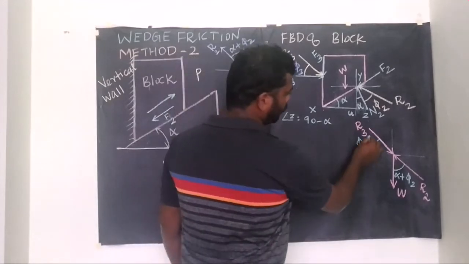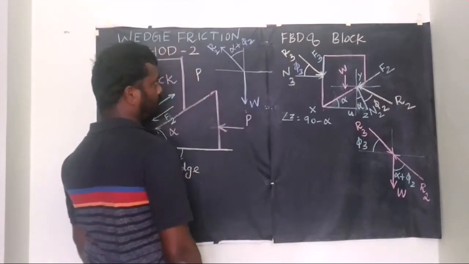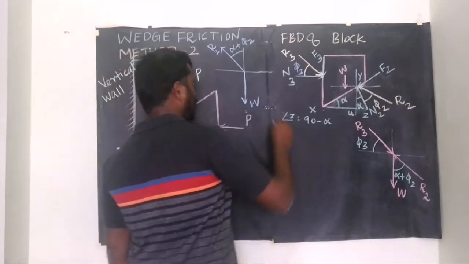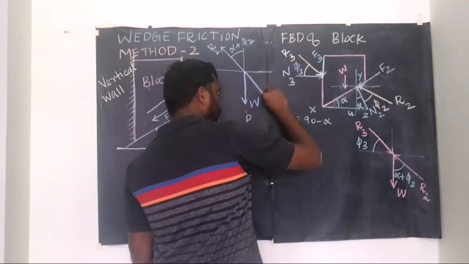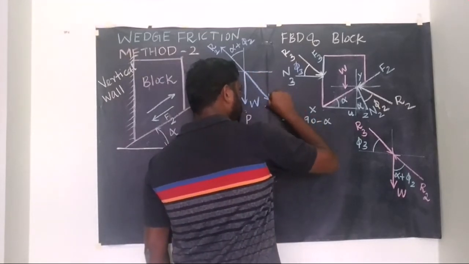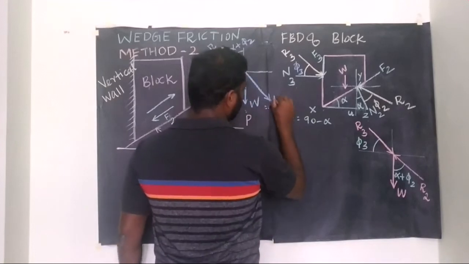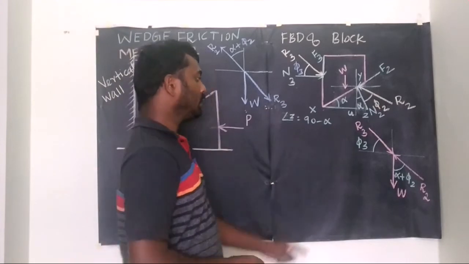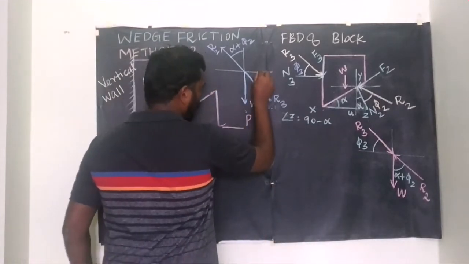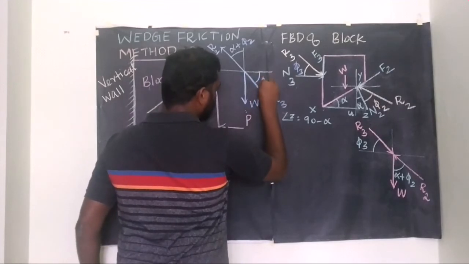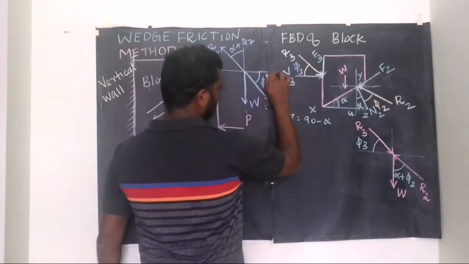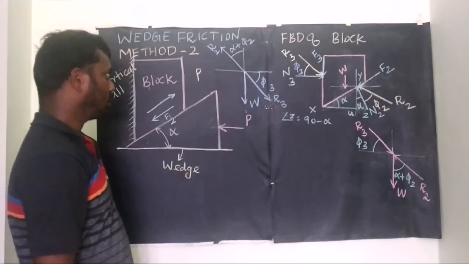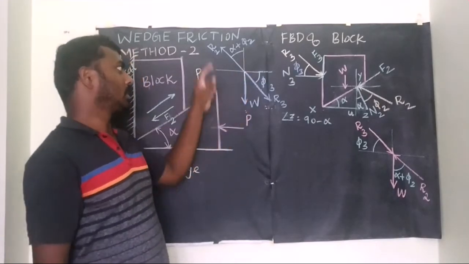Then I am going to shift this resultant force R3 from the second quadrant to the fourth quadrant by using the principle of transmissibility. This is my resultant force R3. It makes angle pi/3 with the horizontal line. So this angle is pi/3. Now apply Lami's theorem, because we have three forces which are concurrent.